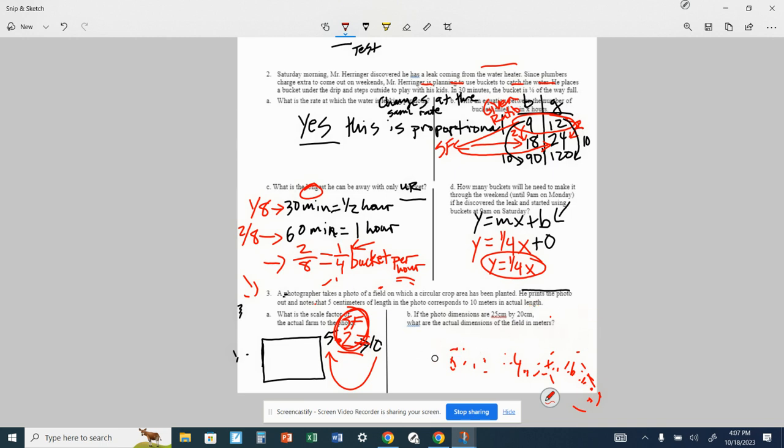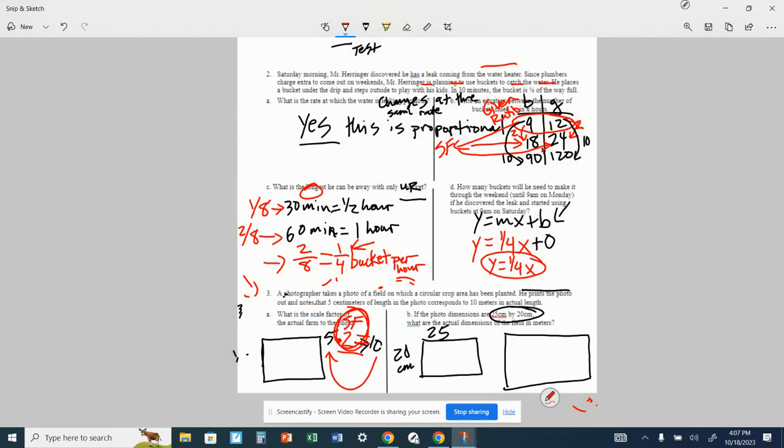So second part says, part B says, if the photo dimensions are 25 centimeters by 20 centimeters, what are the actual dimensions of the field in meters? So it's 25 by 20. Okay. So if the photo is 25 by 20, these are centimeters. These will obviously be meters. Okay. We know that my scale factor is 2. So if I take each of these, multiply it by my scale factor, and put it back where it's supposed to be, I will have that info.